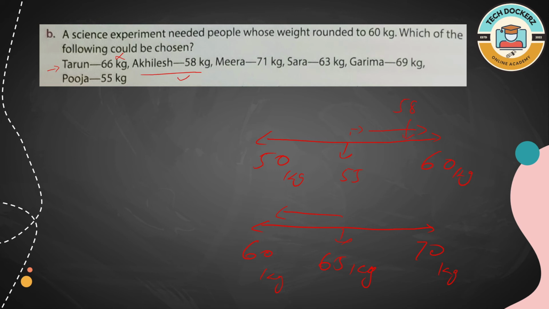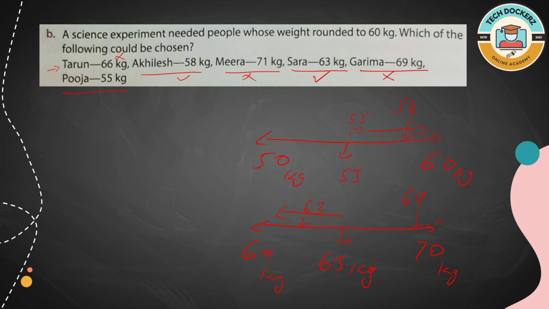So we can pick him. Mira, 71 kg, which will lie somewhere here after 70 kg. So we cannot pick her. Sarah is 63 kg, which will lie somewhere here, 63, which will round to 60. So we can pick Sarah. Grandma, which is 69 kg, will fall somewhere here, and we cannot pick. The next value is Pooja, 55 kg, which will lie somewhere here, so we can pick her.